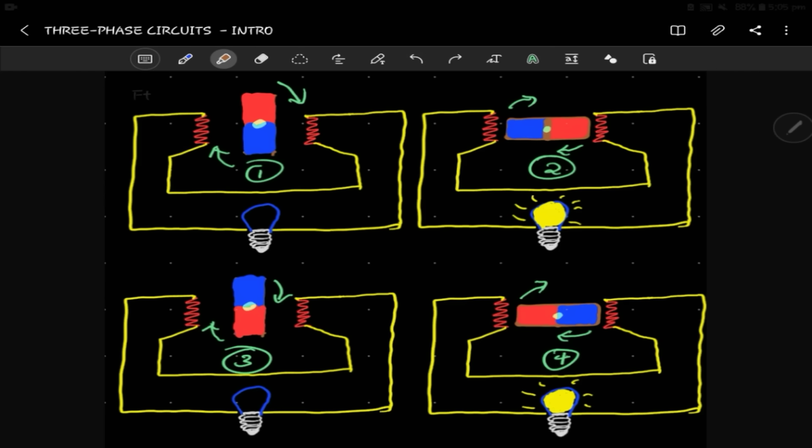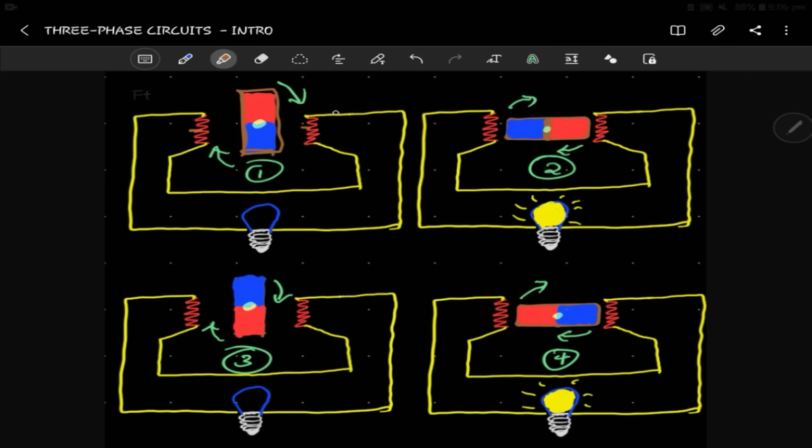So what's happening is that now the poles of the magnet are further away from the coils, so there's basically no current flowing through the coils. There's a term for that: we call it electromagnetic induction. What happens is that the magnetic flux flows across the coil and induces a current through it. That's what makes the bulb light up. Here the poles of the magnet are furthest away from the coil, so there is no induced current within the coil.